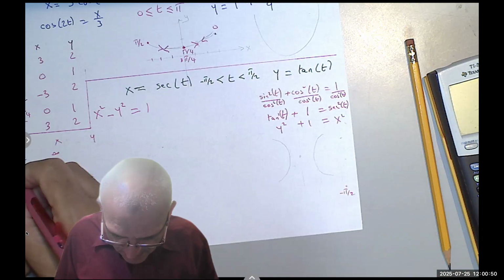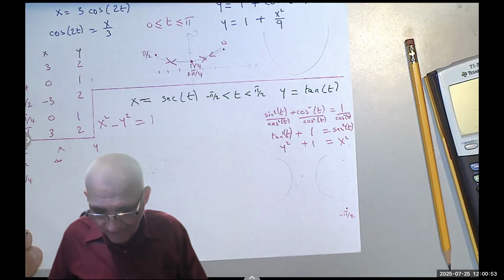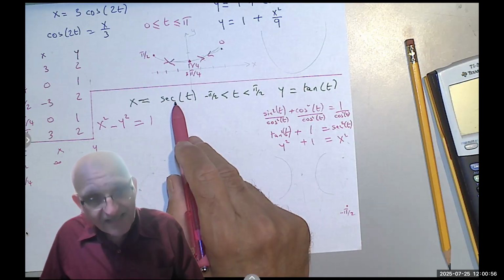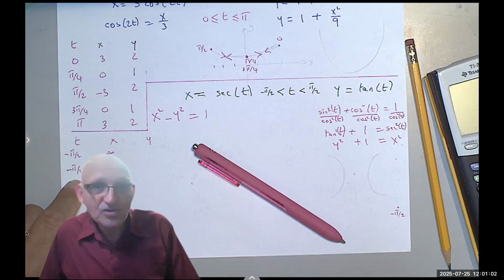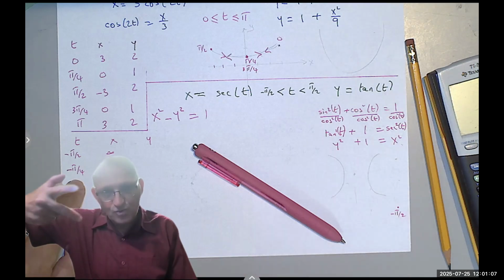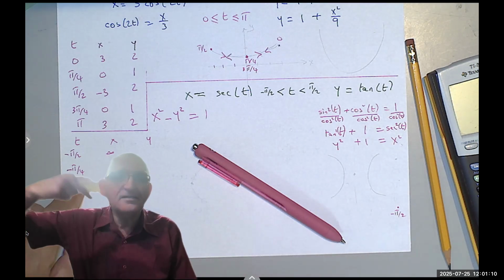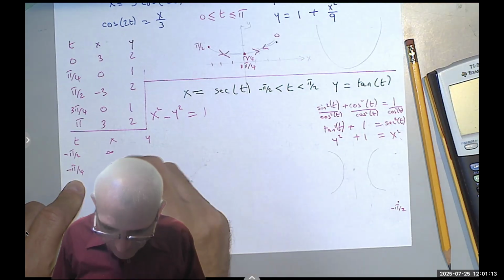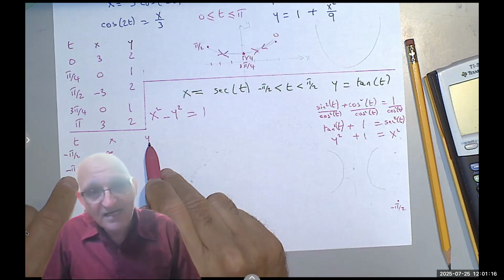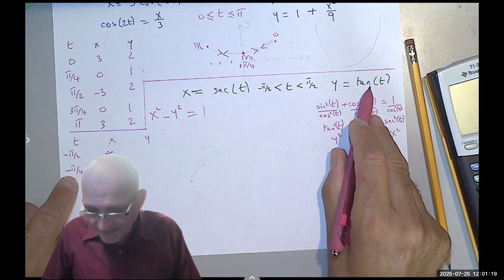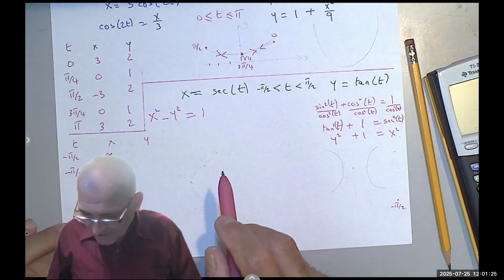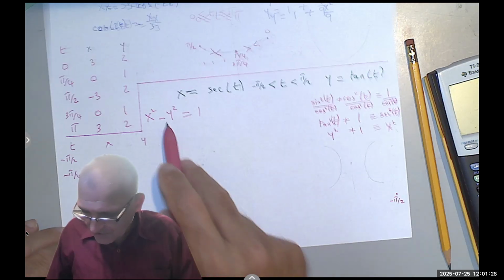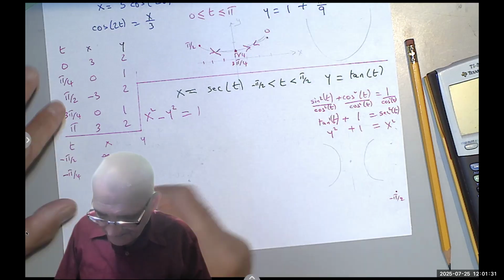How about negative pi over 4? At negative pi over 4, my cosine is in the fourth quadrant, so it's positive, and its value is root 2 over 2. Secant is the reciprocal, so it's 2 over root 2. Square it, it becomes 4 over 2, or 2. My y, on the other hand, is negative. It's negative 1, right? Oh, I'm sorry. I was substituting in those. Oh my God, I'm sorry.